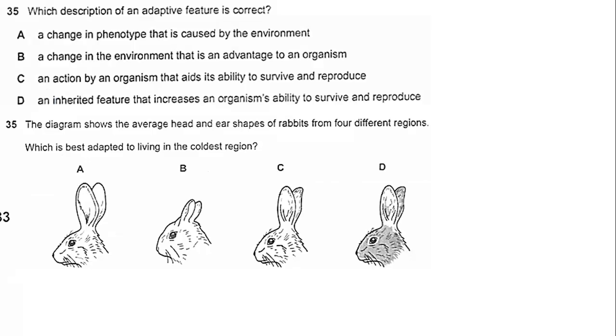Which description of an adaptive feature is correct? It is an inherited feature that increases an organism's ability to survive and reproduce. The diagram shows the average head and ear shapes of rabbits from 4 different regions. Which is best adapted to living in the coolest region? Of course, not the ones with the very long ears, because the long ears will not help the rabbit stay warm in winter and in cold areas. So it's gonna be rabbit B.